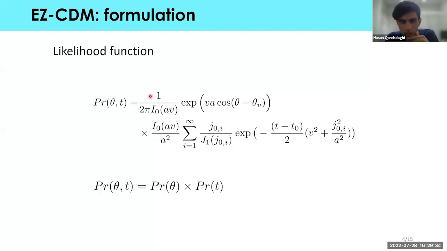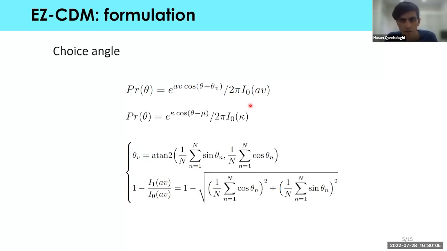We can write the likelihood function as the multiplication of two terms. The first term only depends on theta, not t, and the second only depends on t. So these two are marginal distributions of choice angle and response time, and we can see that these two are independent of each other. If you look at this first term, the marginal distribution of choice angle, it's a famous distribution called von Mises. The two parameters are mu, the mean of the distribution, and kappa, the concentration parameter.